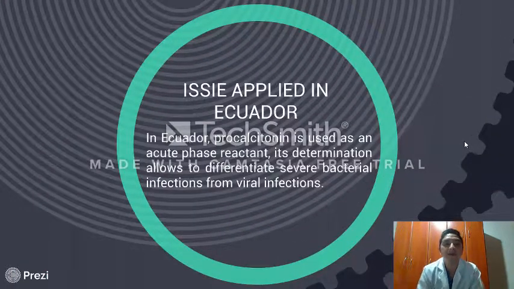Applied in Ecuador. In Ecuador, procalcitonin is used as an acute phase reactant. Its determination allows differentiation of bacterial infection from viral infection.